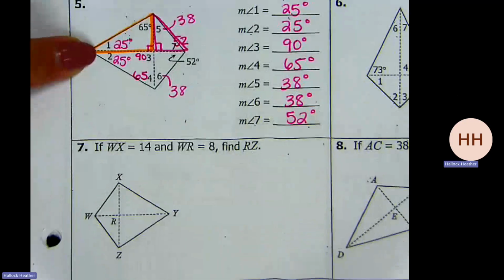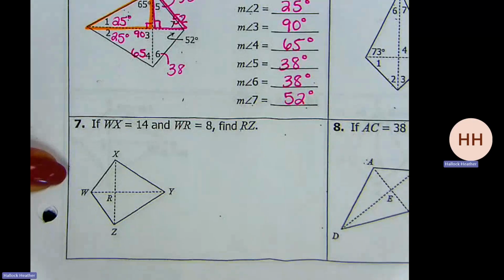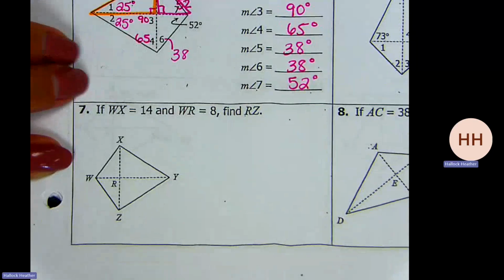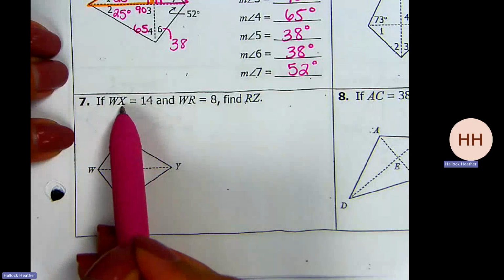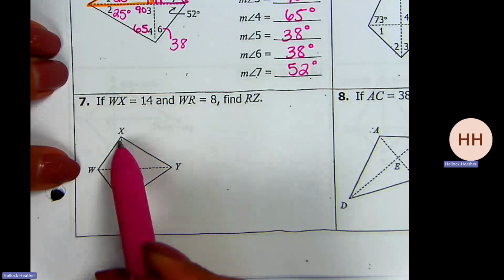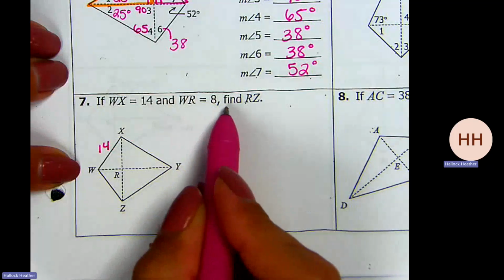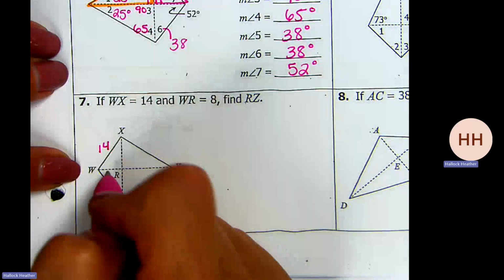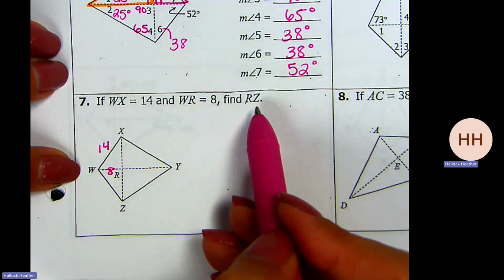Go down to number 7. We're just kind of doing the whole right side of this. So number 7 is what all of you guys love. It says if WX is 14, so I'm going to put that in my picture, W to X is 14, and W to R is 8, W to R is 8 right here, we have to find RZ.